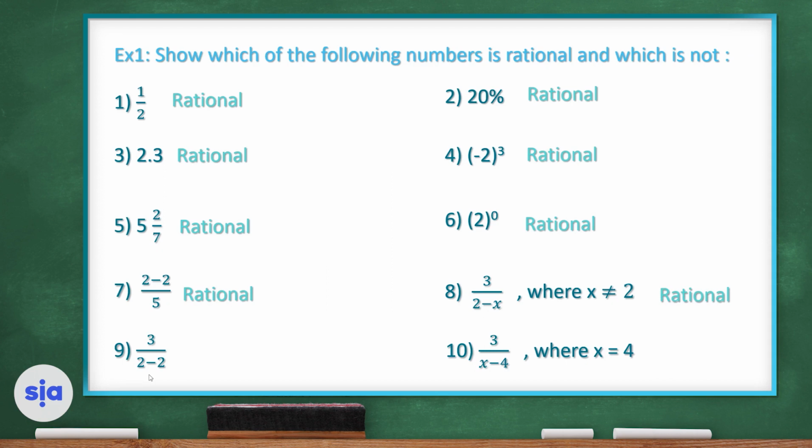3 over 2 minus 2, which is 3 over 0, that's irrational because the denominator cannot be 0. So this is not a rational number, that we call an irrational number. Question 10, 3 over x minus 4, where x equals 4. So when you replace x by 4, the result in the denominator will be 0, so it's 3 over 0, which is an irrational number.